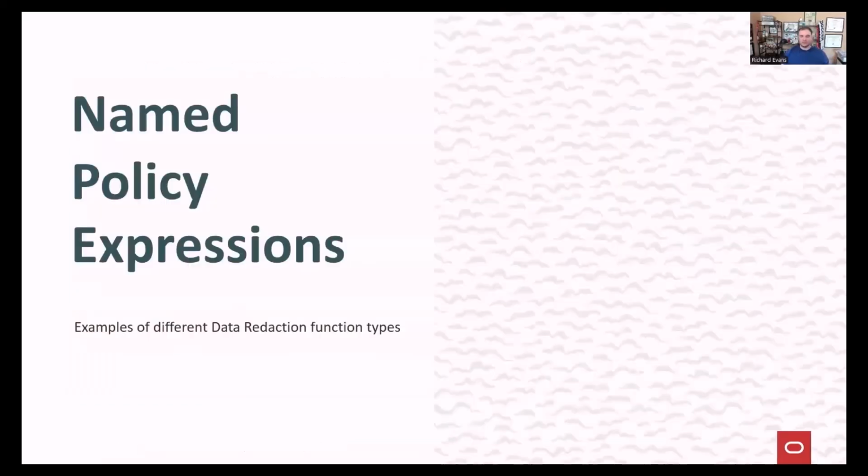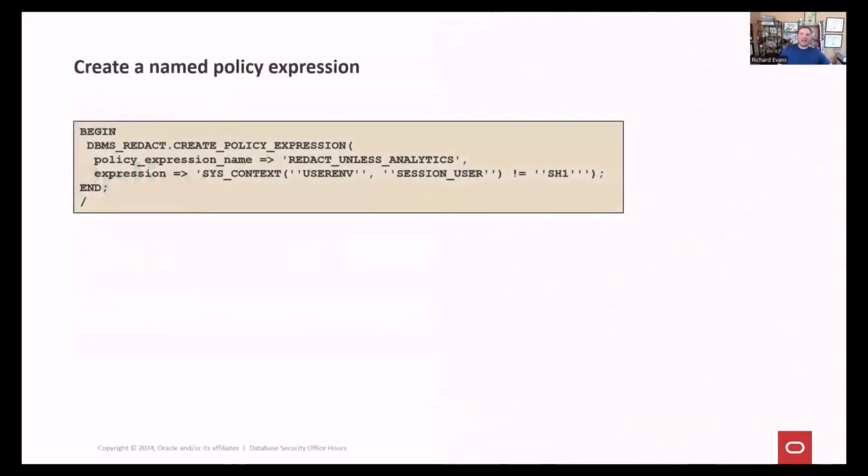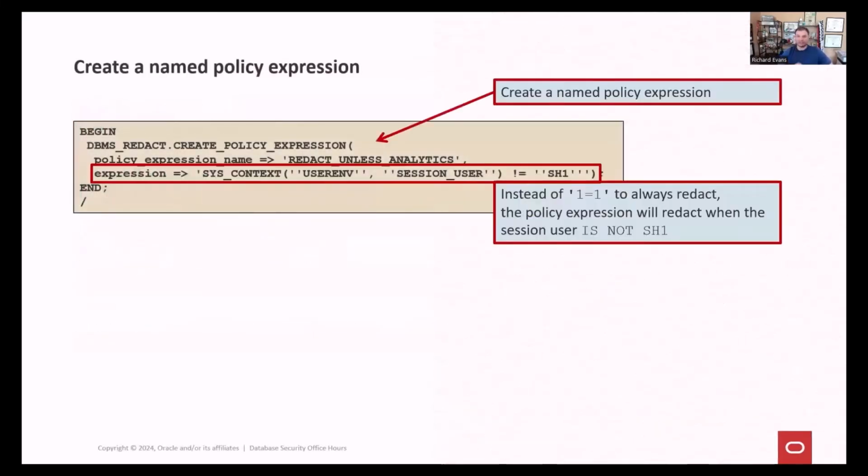Okay. So we've covered nullifying, we've covered partial redaction, we've covered regular expression redaction, but there's going to be times where you want to redact columns where you may or may not want to redact the column based on maybe where that user is coming from. Okay. So each table, view, or materialized view can have one data redaction policy. That data redaction policy has an overall expression associated with it. We can create a named policy expression that overrides that default expression of 1 = 1.